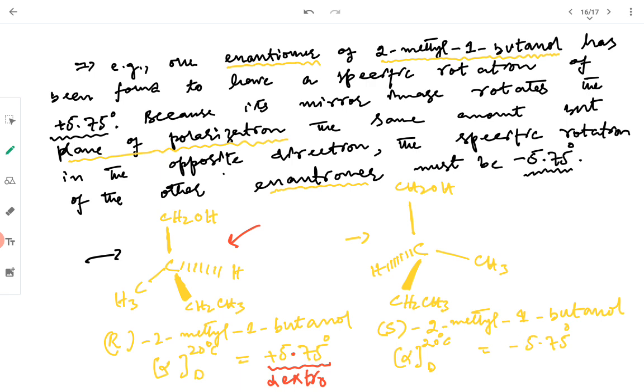This enantiomer and the other are mirror images of each other, right? So its mirror image will have the same amount of specific rotation, but the direction will be opposite. So dextro is plus 5.75 and this is minus 5.75. This is known as the levo isomer. It's clear so far, I hope it's clear.